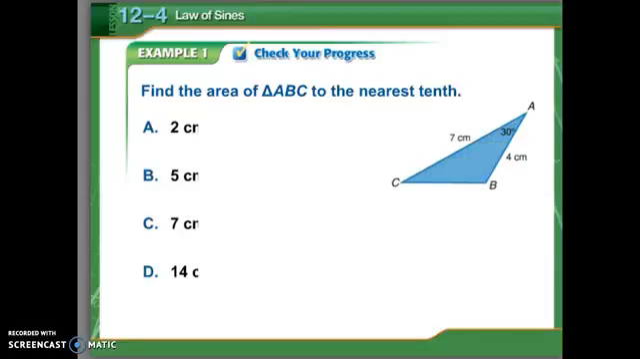Okay, we're going to look at a check your progress problem. It says find the area of triangle ABC to the nearest tenth. Again, write this problem down on your sheet of paper for classwork. Show your work and pick your answer from these answer choices here. I'm not going to be displaying the answer choices on the screen.